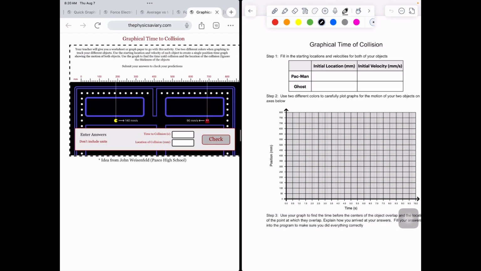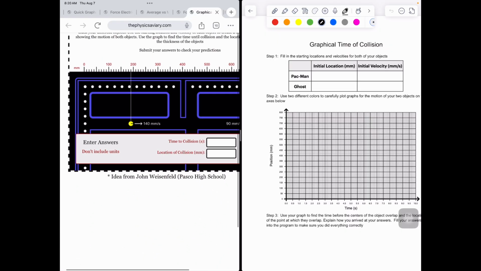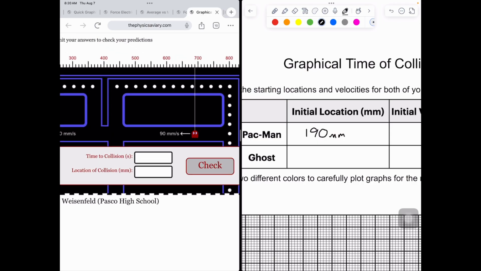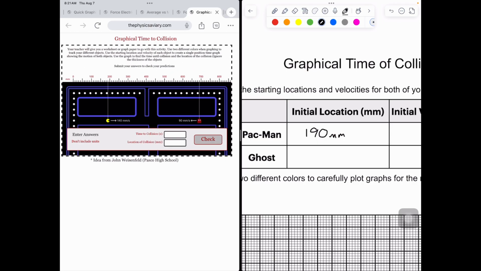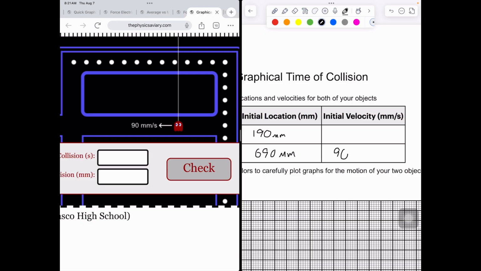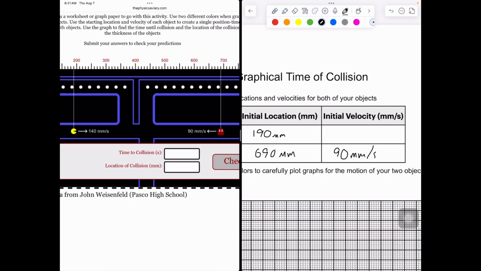So you can see from my picture here, and remember, use mine as a template to try and figure out your own. From my picture here, you can see Pac-Man is starting on the 190 millimeter mark. So let's make a note of that, starting at 190 millimeters. The ghost is starting at the 690 millimeter mark. The initial velocity of the ghost would be 90 millimeters per second, and the speed of Pac-Man is 140 millimeters per second.